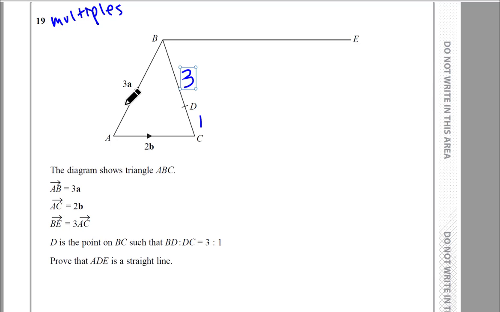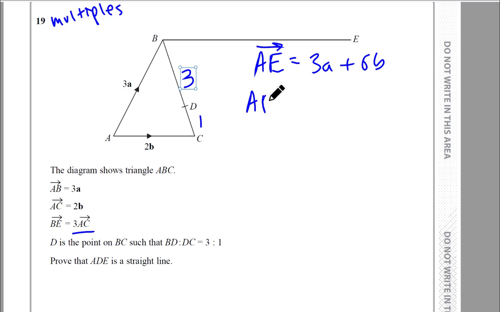So what we want to show is, so what's A to E first? Let's write that down. You can see A to E equals 3A, so that's 3A. BE equals 3AC, so 3 times AC is plus 6B. 3 times that is 6B.